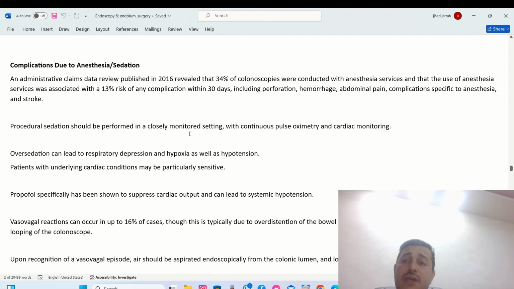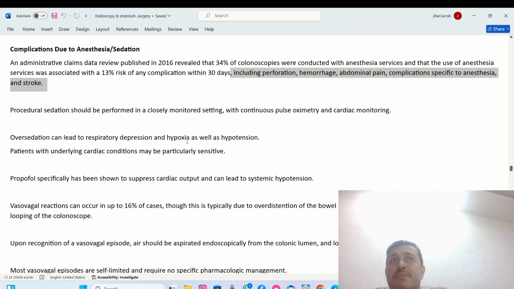If we are talking about anesthesia, so there are some complications that are indirectly associated with anesthesia, such as perforation, hemorrhage, abdominal pain, and stroke. These are indirectly related. This is because the patient is sedated, doesn't react, so the endoscopist can be more aggressive in some techniques. Okay.